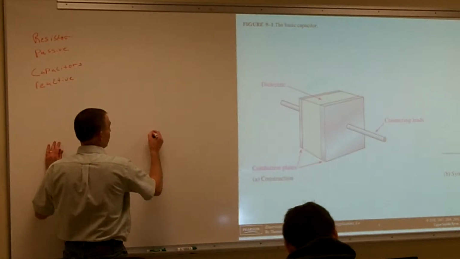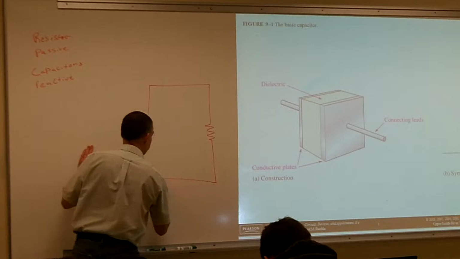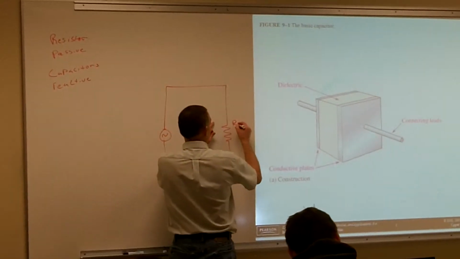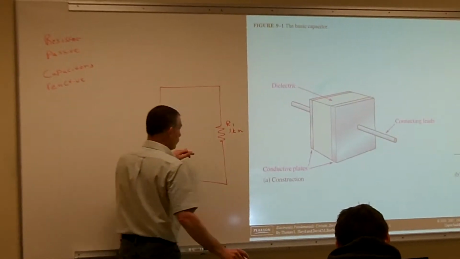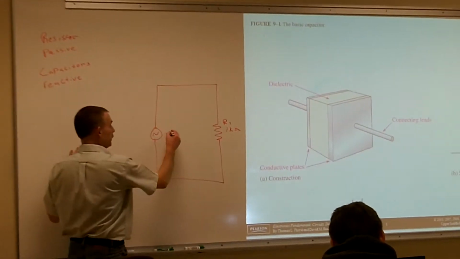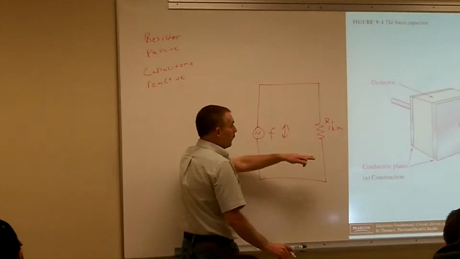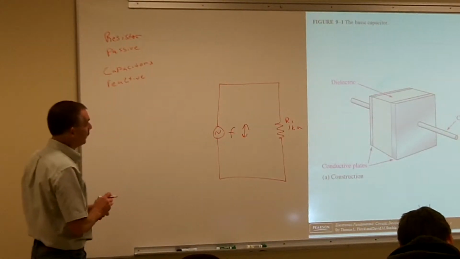Because if I have an AC signal going across a resistor, and I identify that this resistor is 1 kiloohm, no matter what I do to the frequency of my function generator, whether I increase it or decrease it, the resistance of my resistor is always going to stay at 1 kiloohm.